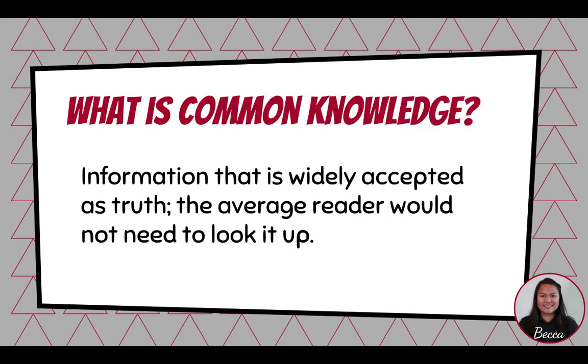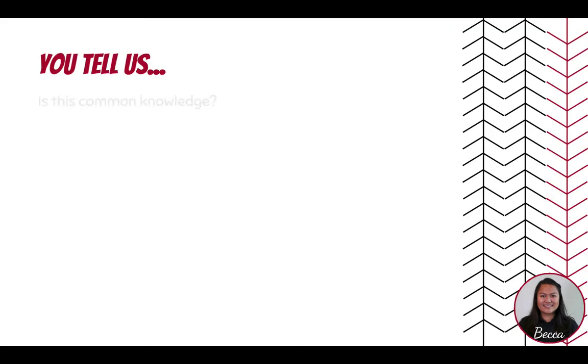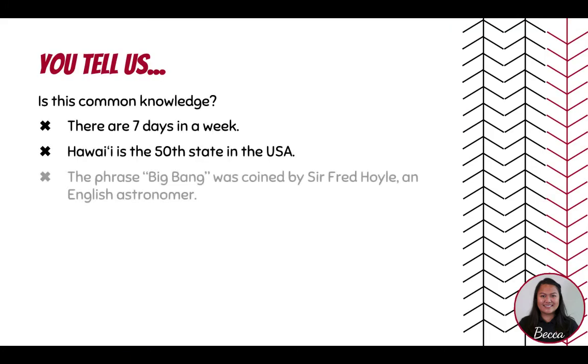Common knowledge is essentially information that is widely accepted as truth, and the average reader would not need to look up the information to verify its accuracy. Now I want you to tell me which of these listed items is common knowledge.